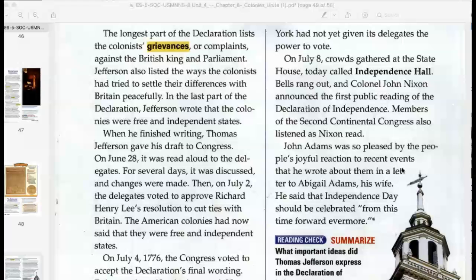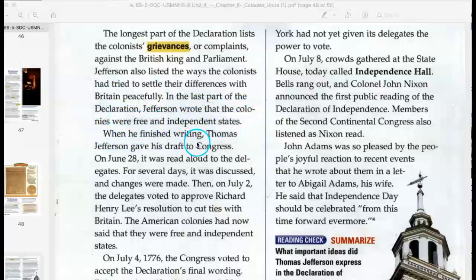The longest part of the Declaration lists the colonists' grievances or complaints against the British King and Parliament. Jefferson also listed the ways the colonists had tried to settle their differences with Britain peacefully, and they had for several years. In the last part of the Declaration, Jefferson wrote that the colonies were free and independent states.